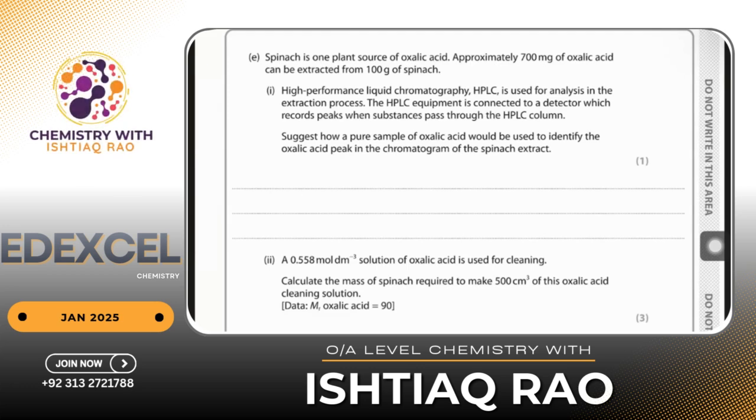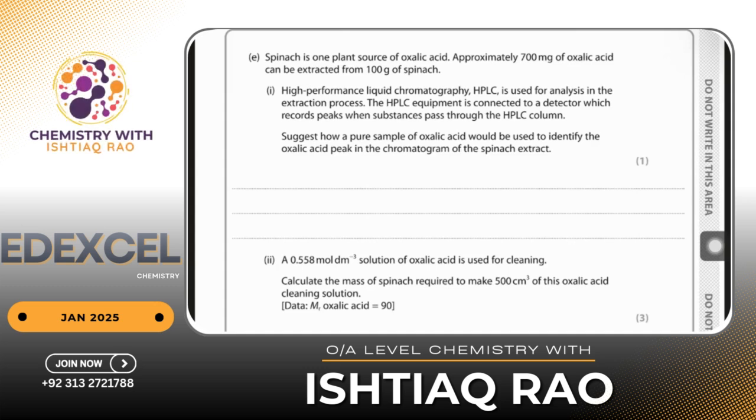Okay. So basically, chromatography is a separation technique. Not only a separation technique, but also a purification technique as well, right? So they are saying HPLC is used for analysis in the extraction process. The HPLC equipment is connected to a detector which records the peak when substances pass through. Suggest how a pure sample of oxalic acid would be used to identify the oxalic acid in the chromatogram.